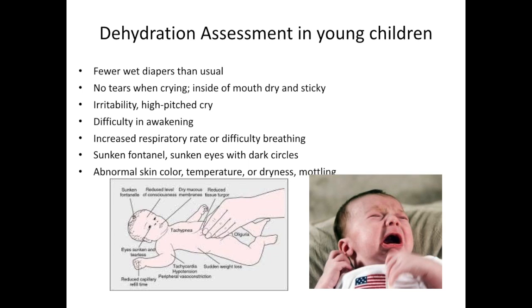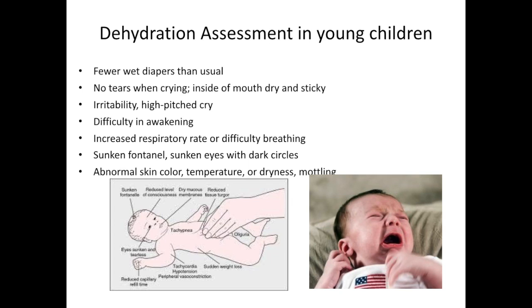When we're looking at a young child for dehydration, one of the things you're going to elicit in the history is a decrease in the number of wet diapers. We have to ask the parents, are you noticing any tears when the baby is crying? And you need to look at this. In addition, look at the baby's mouth. What is the mucosa like? Is it moist? Are the secretions thin and clear, or are they more sticky and tacky?